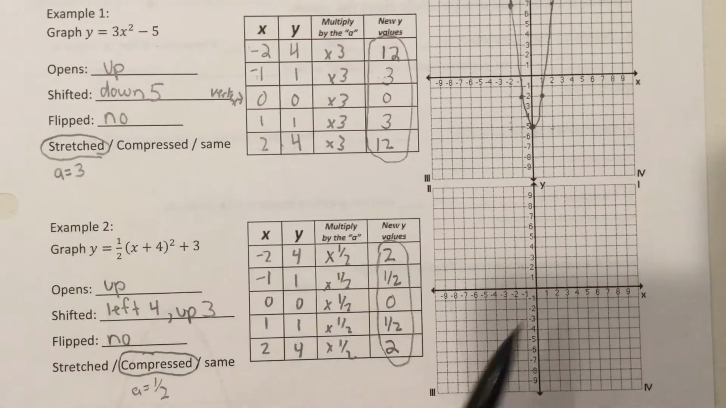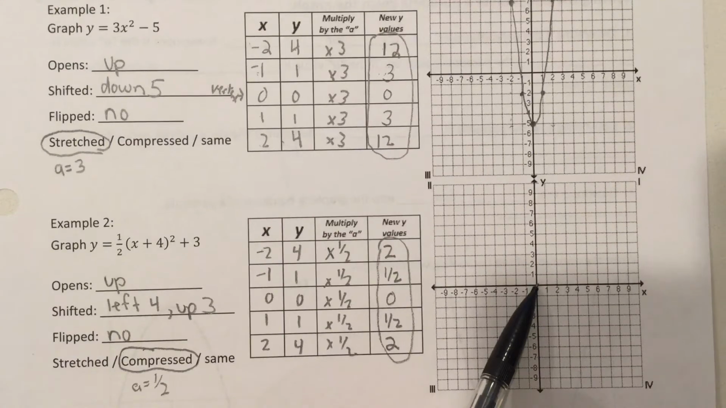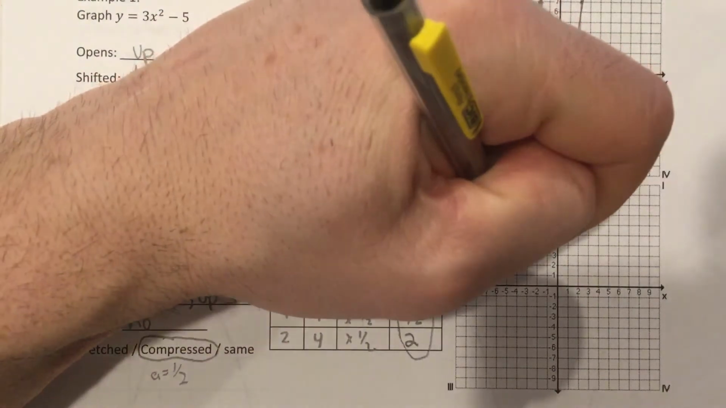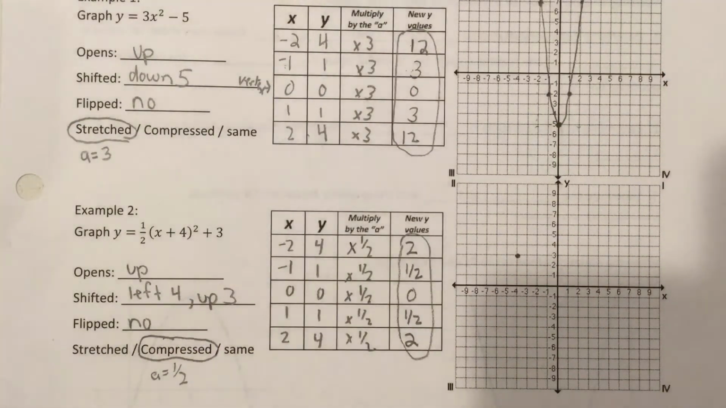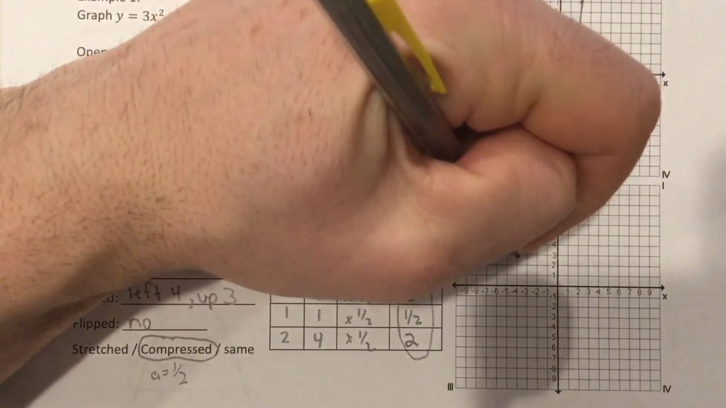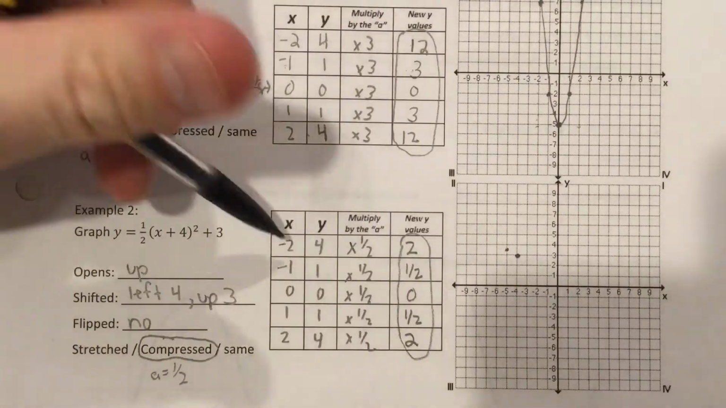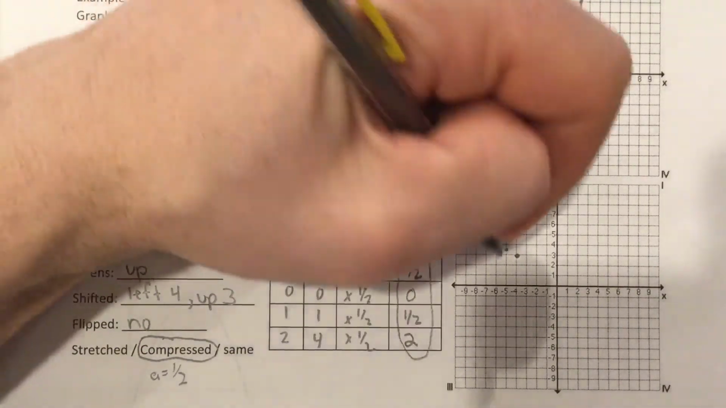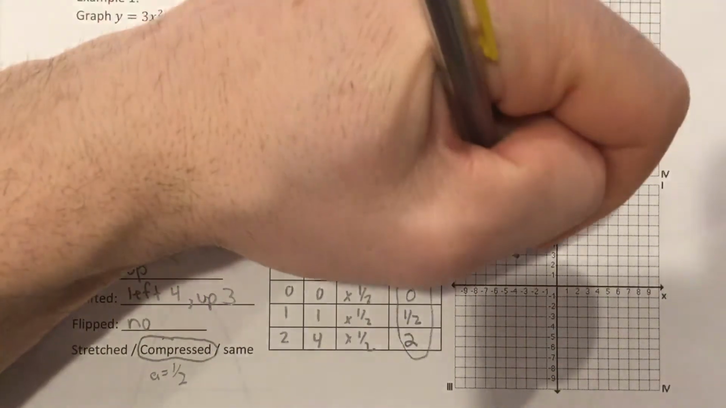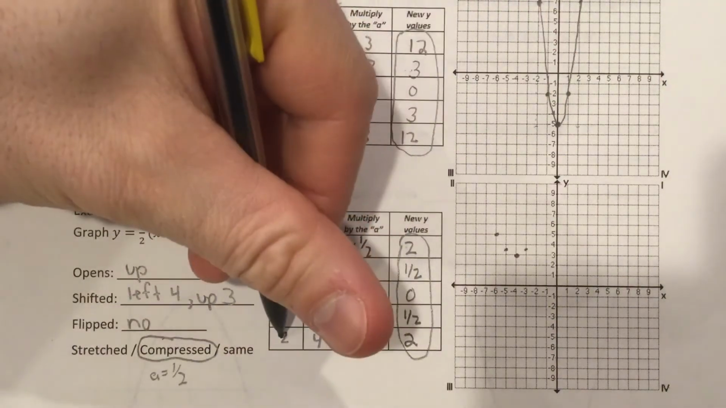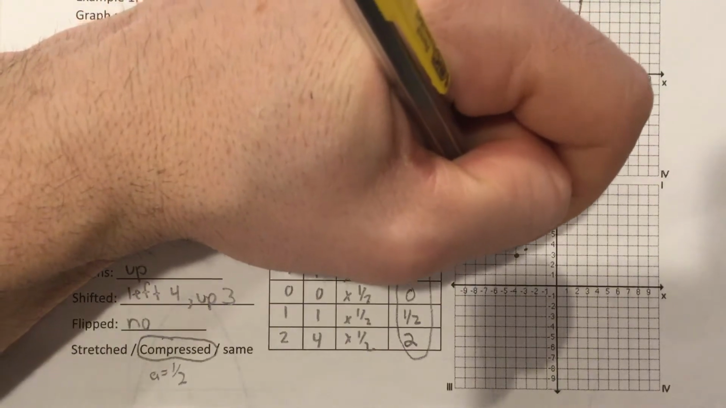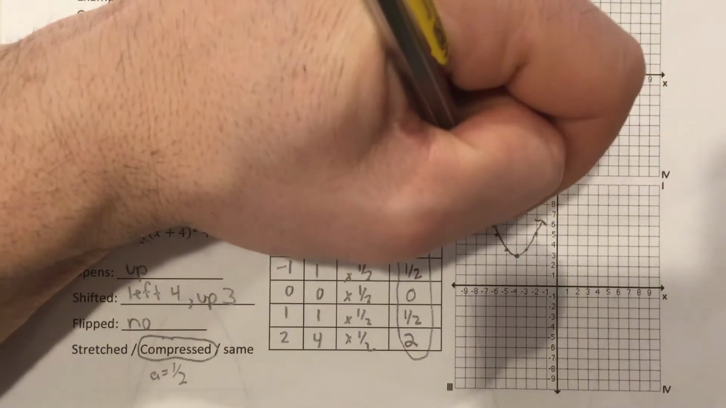So my vertex, again, originally was 0, 0 in the parent graph, but we're moving it left 4 and up 3. And so we are going to go left 1 and up a half now, half a block. And then left 2 from the vertex and up 2. Go back to the vertex, right 1 and up a half. And then back to the vertex, right 2 and up 2. And notice this parabola is wider, it's not growing as fast as the parent graph.